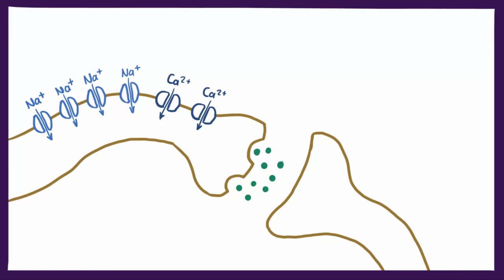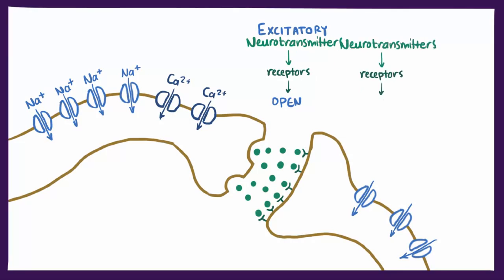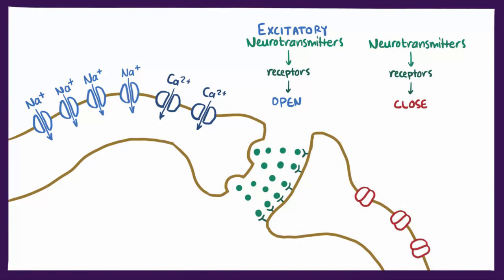The way this ion flow is controlled is through neurotransmitters, a type of signaling molecule, and receptors. Neurotransmitters bind to the receptors and basically tell the cell to either open up the ion channels and relay the electrical message, called excitatory neurotransmitters, or close the ion channels and stop the electrical message, called inhibitory neurotransmitters.